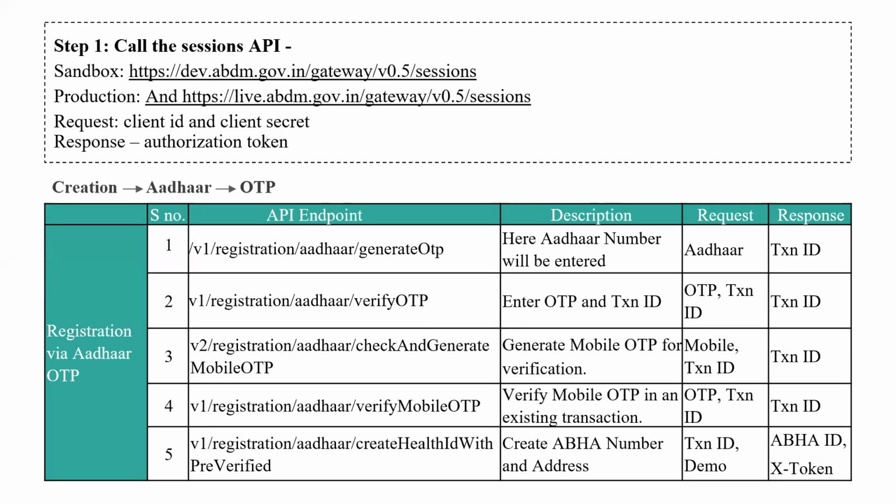The first flow that we are discussing here is the creation of ABHA using Aadhaar OTP. You can see these are the 5 APIs. It's a very simple flow. First, you generate OTP using Aadhaar. Then you verify the OTP that you have received. So your Aadhaar authentication is complete. Then you use the third API here, which is check and generate mobile OTP.